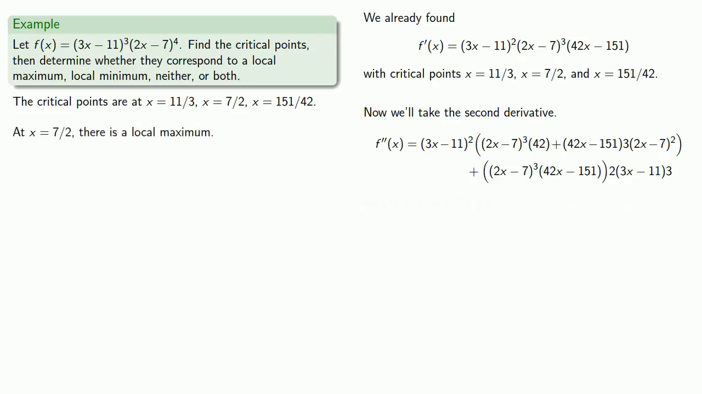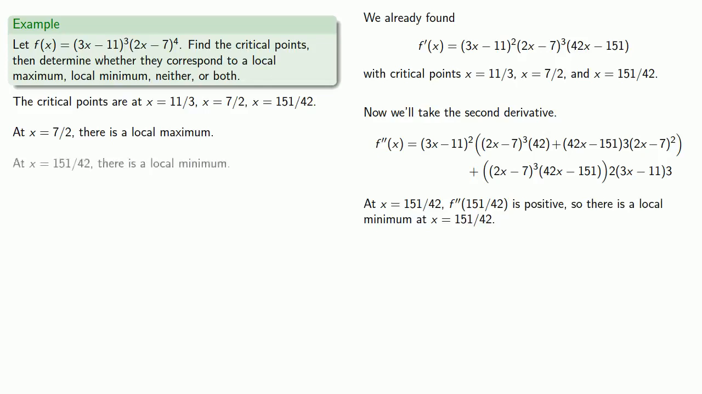And finally, for our third critical point, at x equals 151/42, we substitute that into our expression, and we find the second derivative is positive. And so we find there is a local minimum at x equals 151/42.